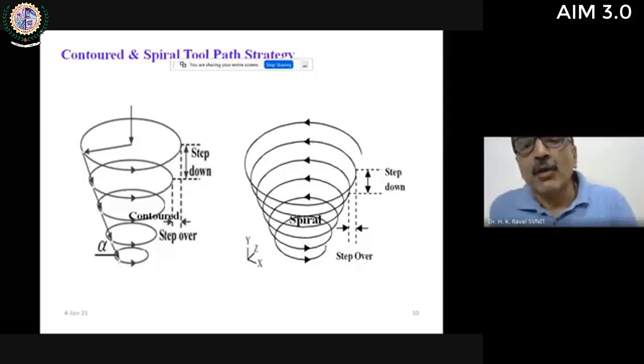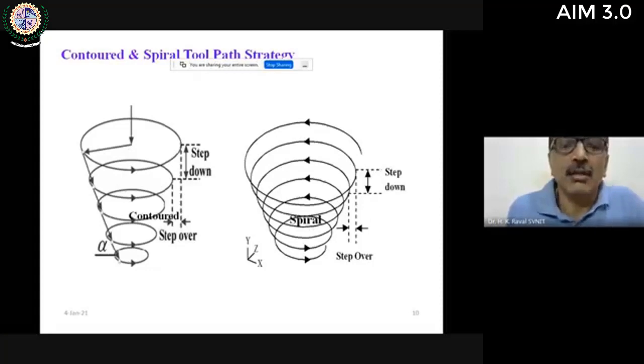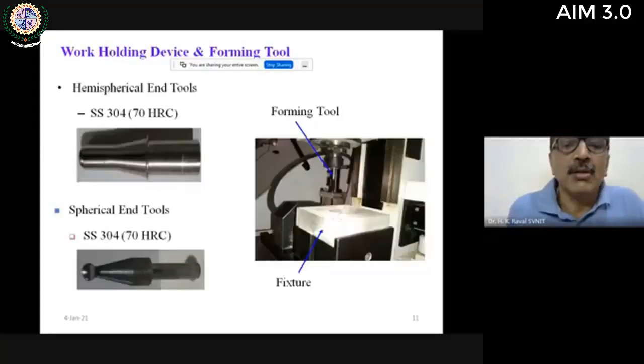Instead of contour forming, you can have a spiral forming only also, wherein the depth is given at one location, and then continuously the tool moves down as well as step over takes place continuously, simultaneously, I would say, and thereby you will get the spiral shape. So these are the two trajectory strategies studied in this particular research.